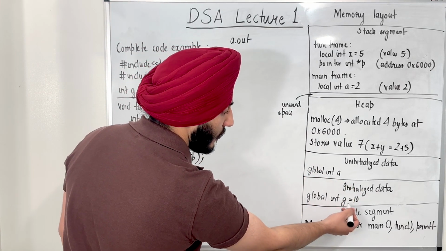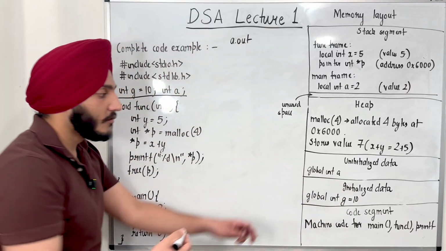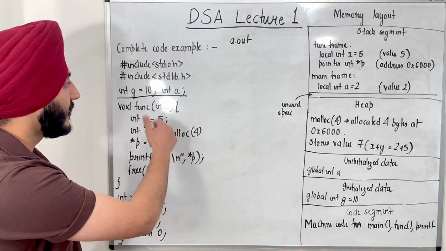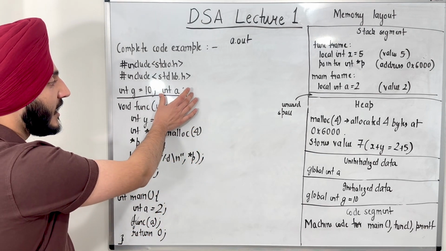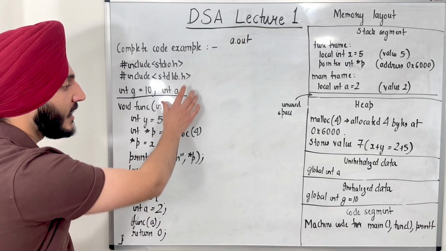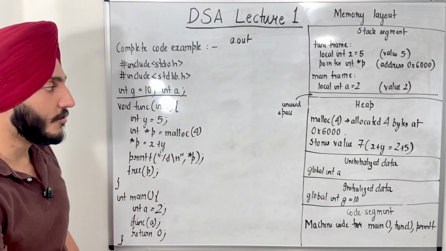So global int g equals 10, and global int a, right? This a we might need in the future, so that's why I've just declared it. I haven't really used it in this code, but it's just to give you an idea of where it is being stored in the actual code, right?